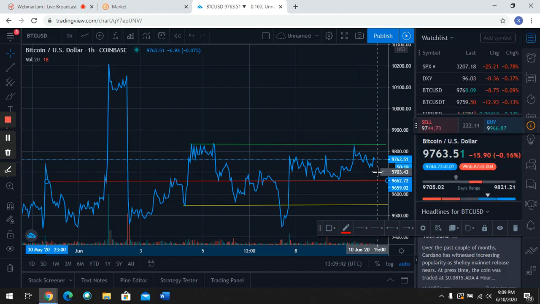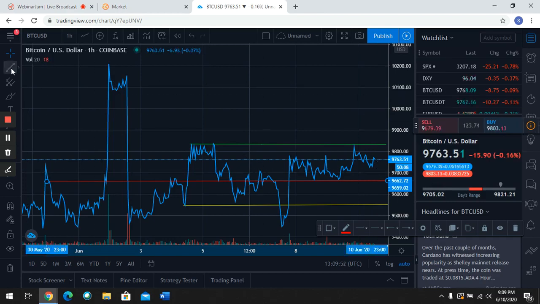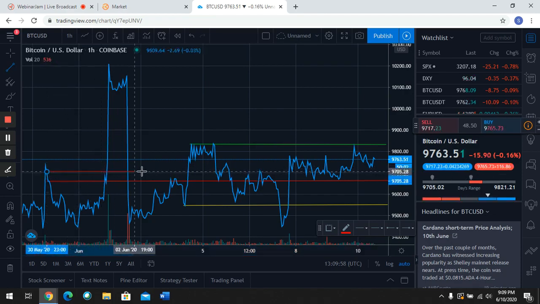All right, so if I put my cursor there, you guys are able to see another trend line now. Okay, I'm not sure if you guys are able to see, so let me just help you to draw. Okay, let me just draw roughly first.